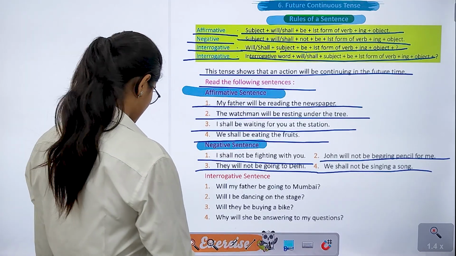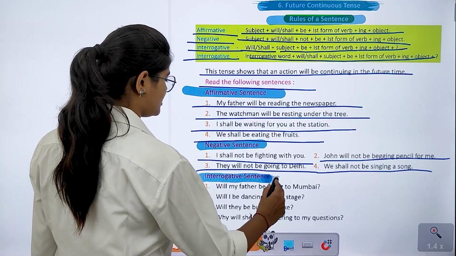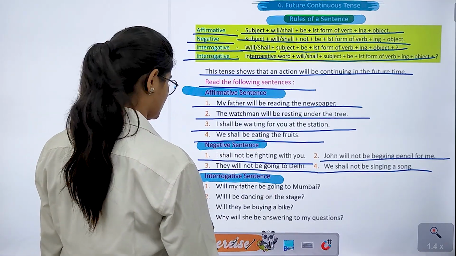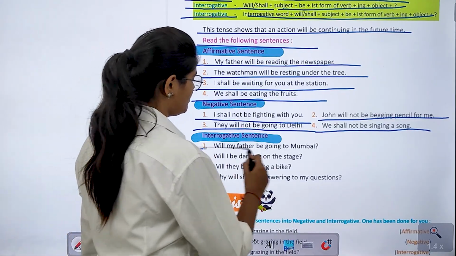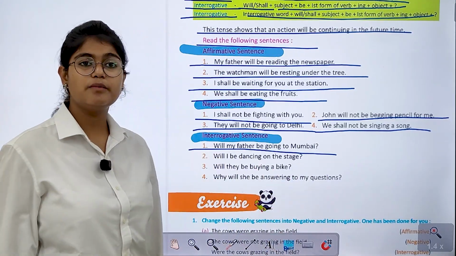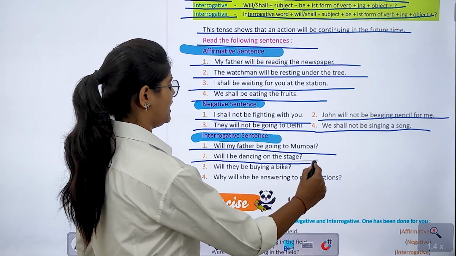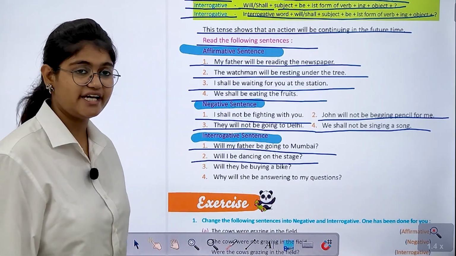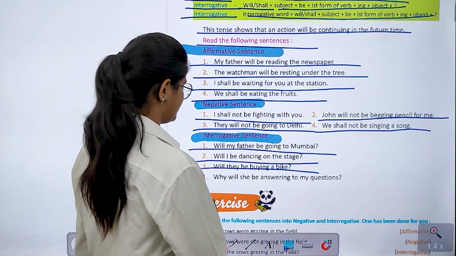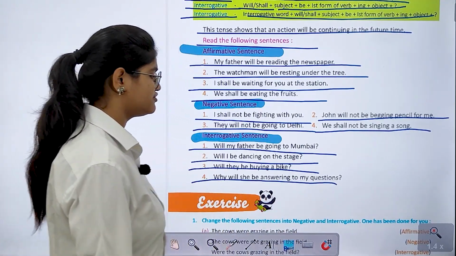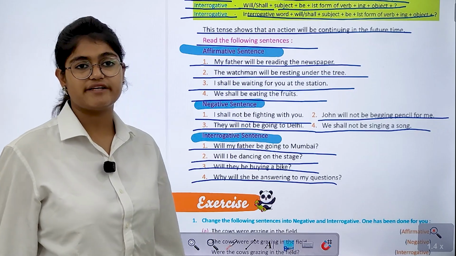Right? After that, the next is interrogative sentence. So now what are the interrogative sentences? Let's read them. Will my father be going to Mumbai? Will I be dancing on the stage? Will they be buying a bike? And the next is: Why will she be answering my questions?